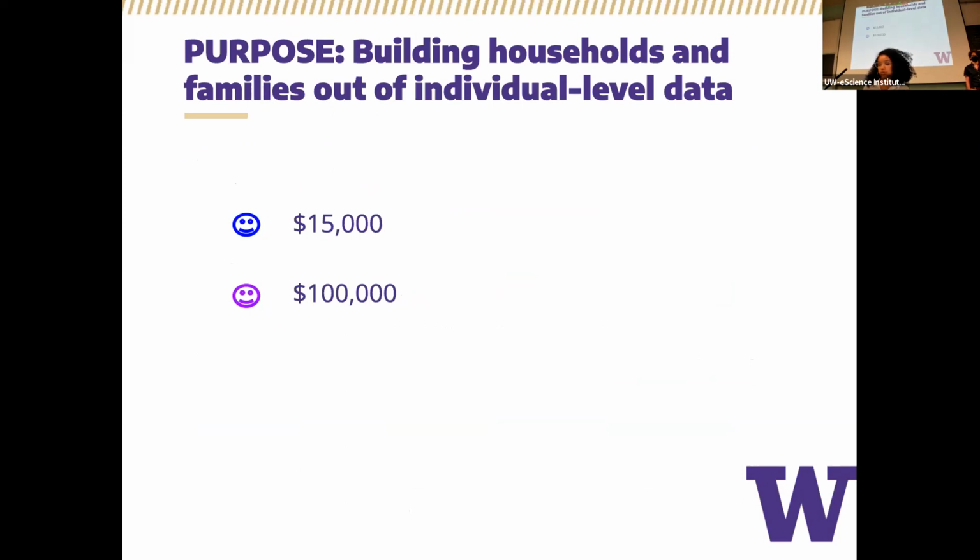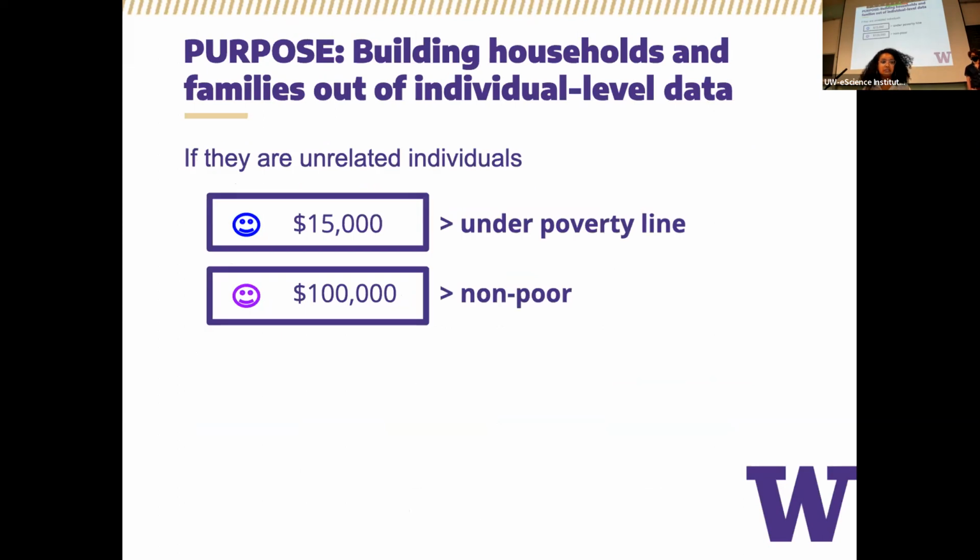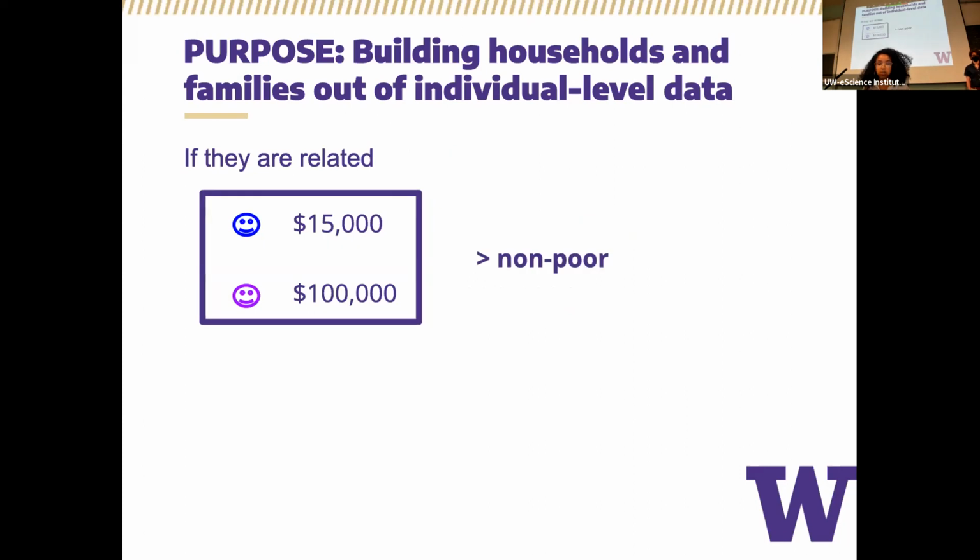So why do we care about households? Let's say we have two individuals. One has an annual income of $15,000 and the other has an annual income of $100,000. If they were unrelated, one would be under the poverty line and the other would be considered non-poor. But if they were related, they both would be considered non-poor.